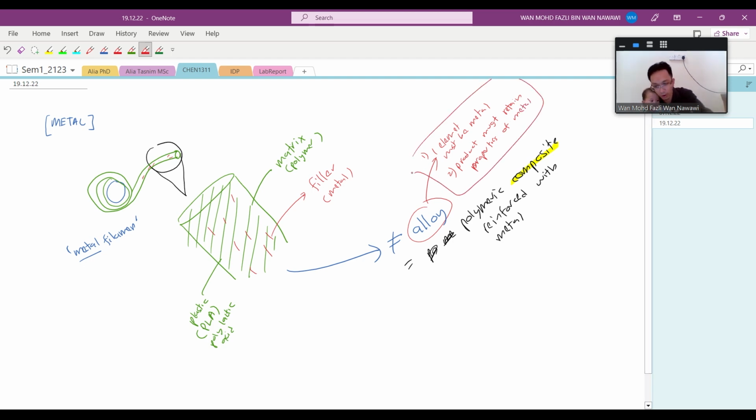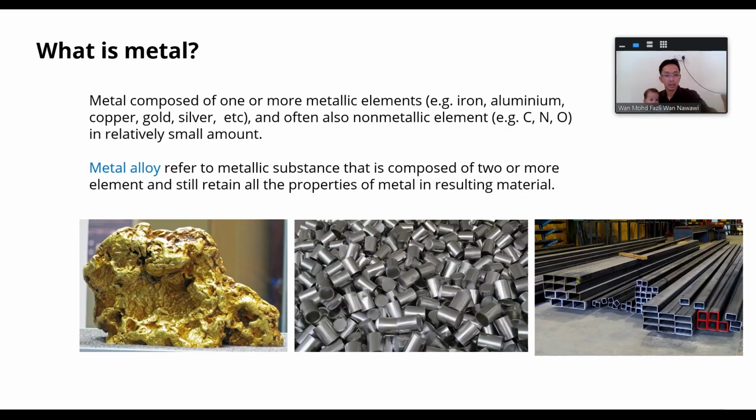Let me talk about this. What does it mean by must retain the properties of metal? In order to know, we need to know the generic properties of metal. So this is an example of metal. The first one is gold. So this is pure metal.